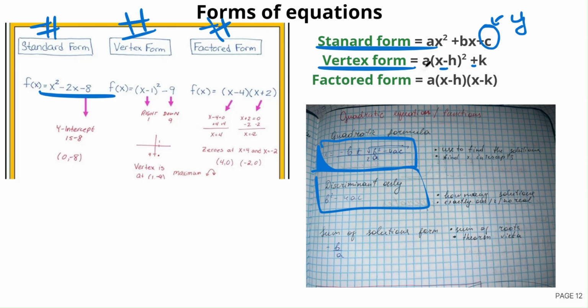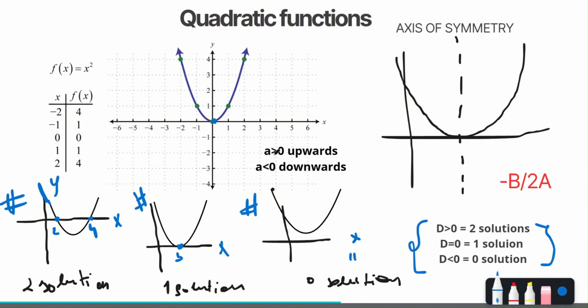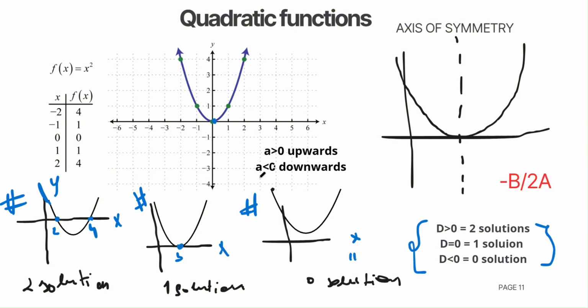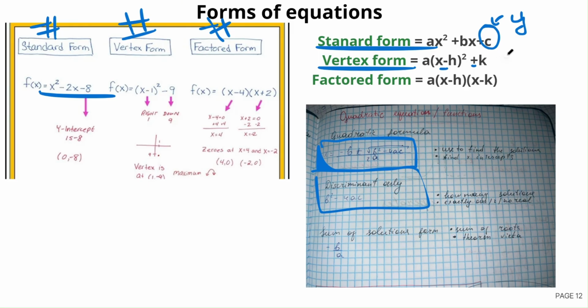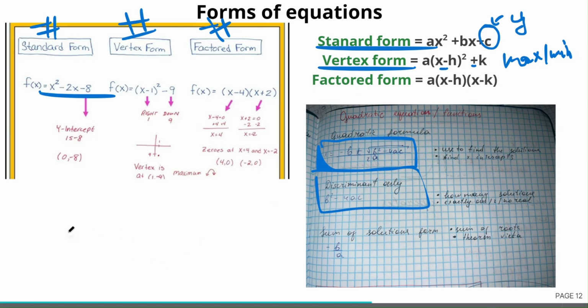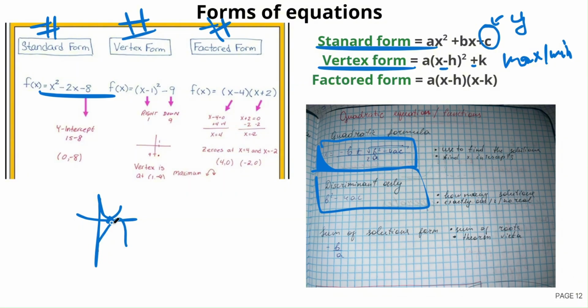Don't pay attention to a for now, because a defines whether your parabola goes upward or downward, as we talked about in the previous slide. If a is more than 0, it's upward. If a is less than 0, it's downward. That's how it is. So we need vertex form to see the vertex, the maximum and minimum point. I remind you that the maximum and minimum points in a parabola look like this. This one is minimum. If it goes this way, this one is maximum.